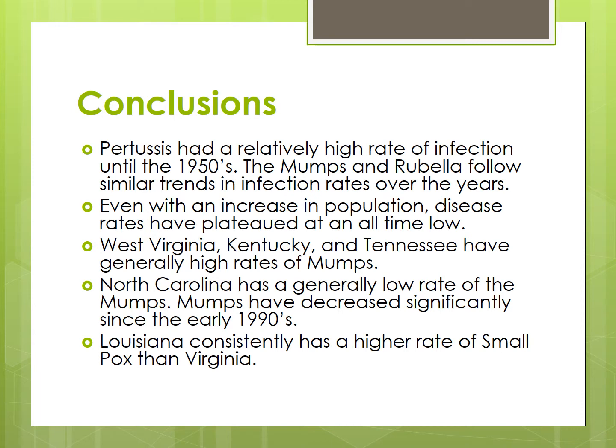This data indicates that even though mumps still exist, it's not as much of a threat to humans as it was 40 years ago. Louisiana has consistently had a higher rate of smallpox than Virginia. This information would be useful to epidemiologists trying to understand the trends of smallpox in different areas of the United States.